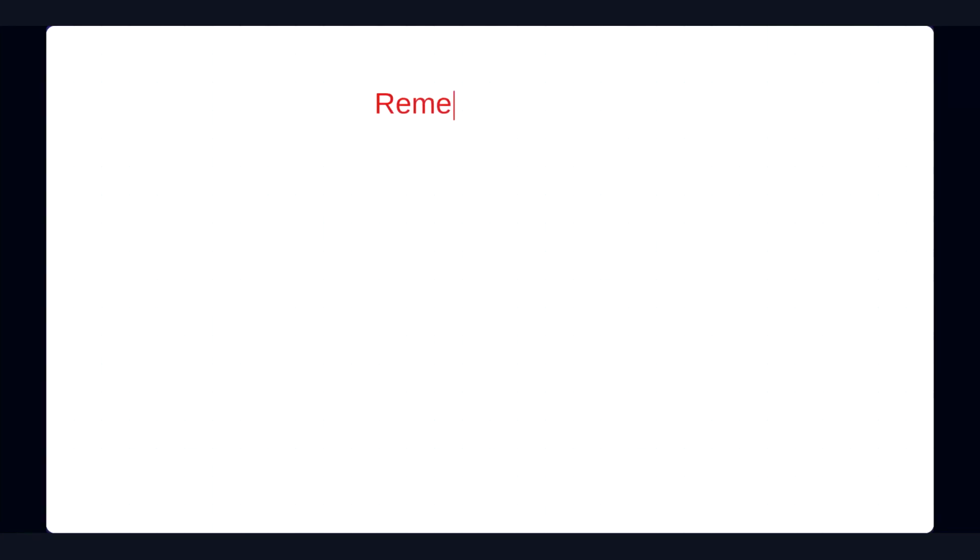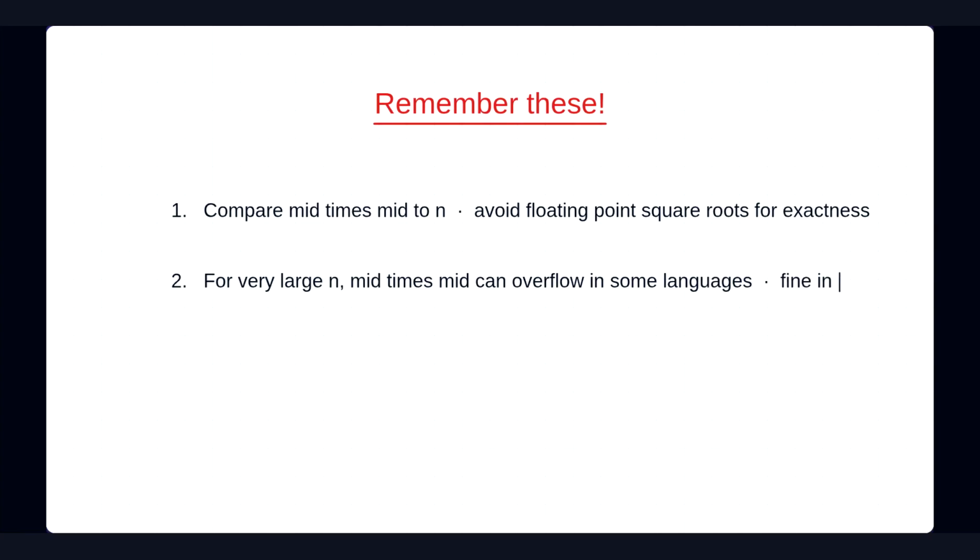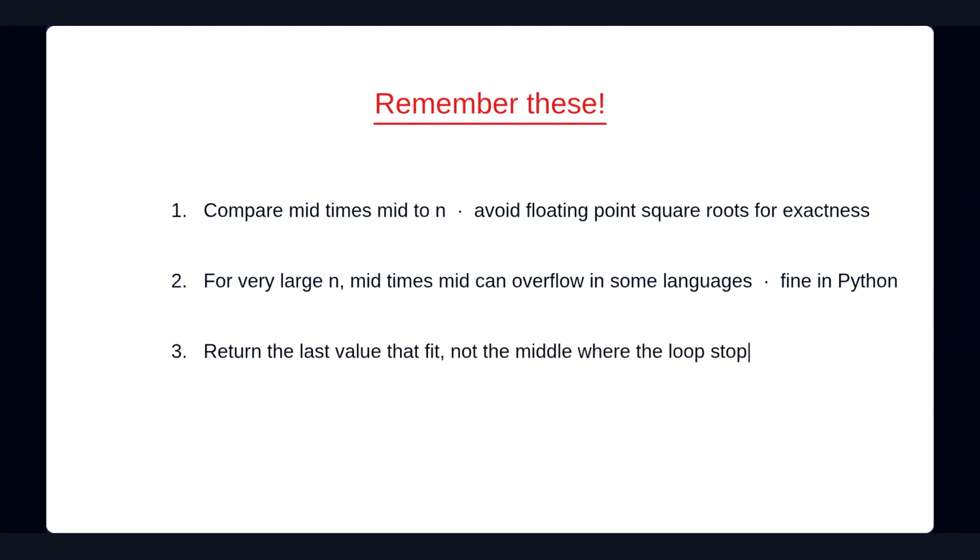3 things to remember. First, compare the middle times itself against n using whole numbers, so you avoid the rounding errors of a floating point square root. Second, in some languages, the middle times itself can overflow for very large inputs, though Python handles big integers for us. And third, always return the last value that actually fit, which we saved in ans, not wherever the loop happened to stop.